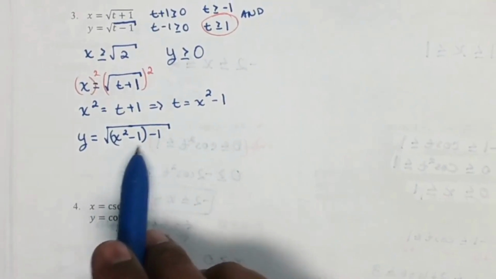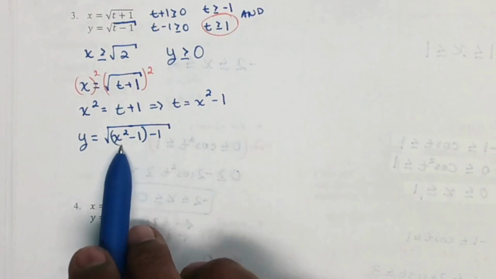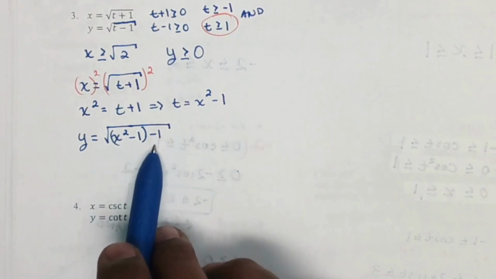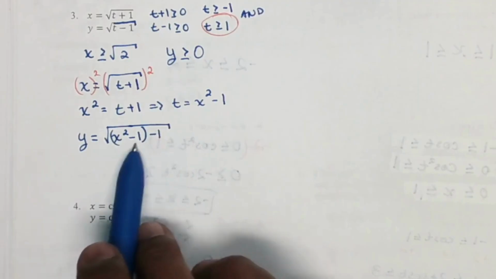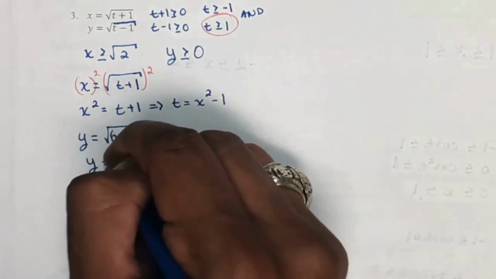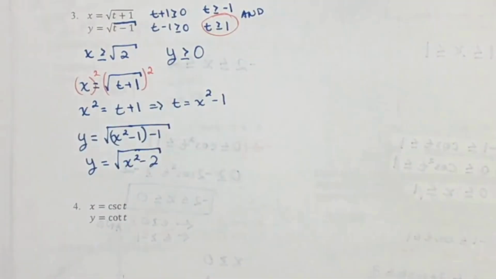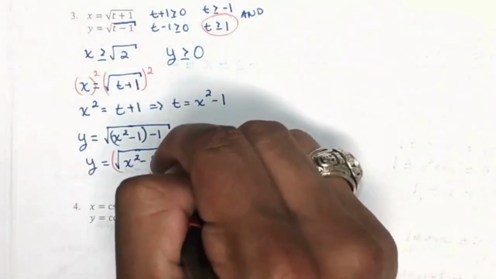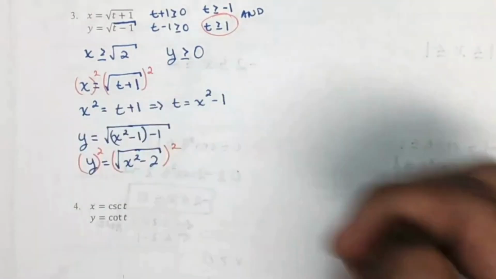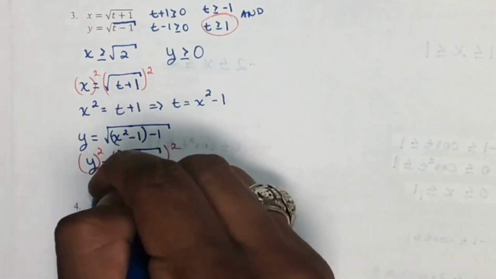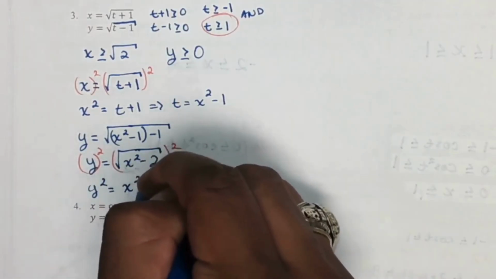Well, in this case, there's nothing outside this parenthesis besides this minus 1. That's not times negative 1, but that's minus 1. So I'm going to combine that to x squared minus 2. And there's no other way for me to get rid of this square root if I don't square both sides. So we end up having y squared equals x squared minus 2.